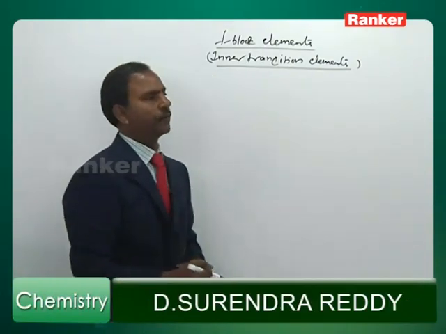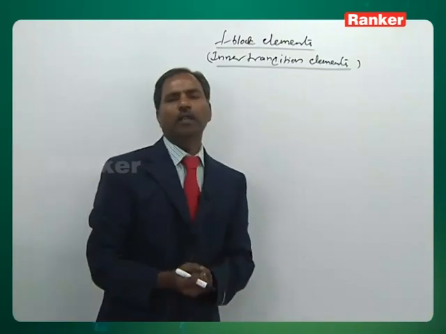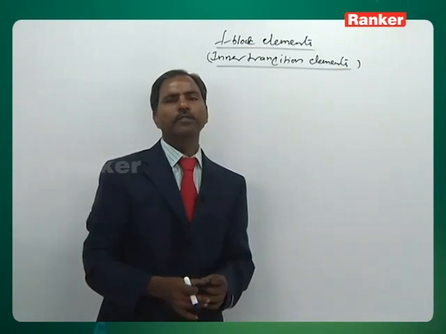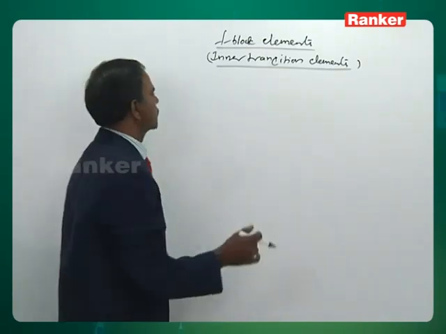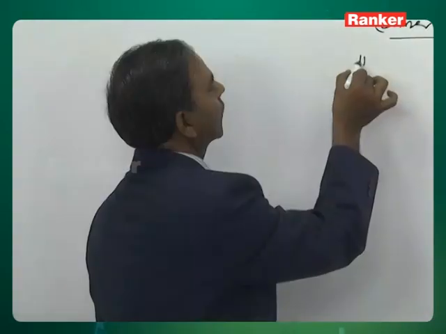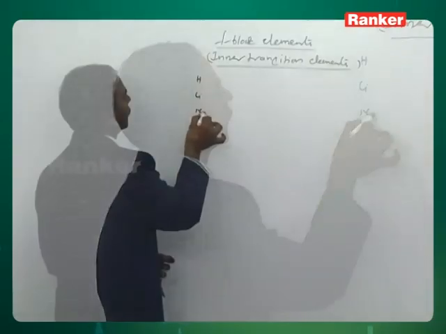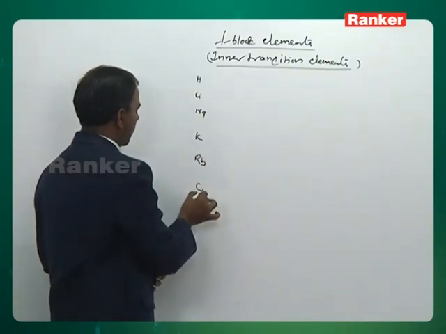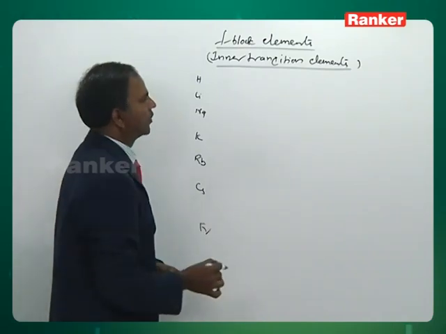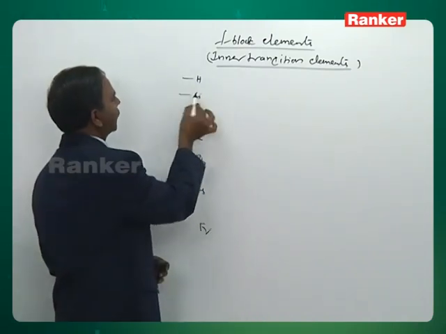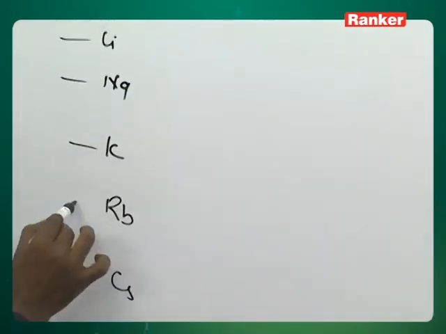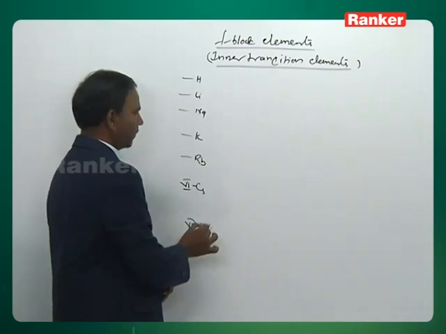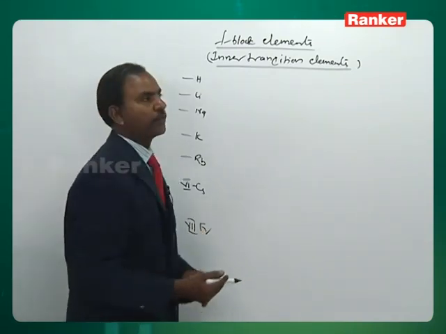We will discuss it. Now, look here, these F block elements in the modern periodic table start from the 6th period. Let us see how. Now we consider hydrogen, lithium, sodium, potassium, rubidium, cesium and francium. First period, second period, third period, fourth period, fifth period, then the 6th period and again the 7th period. So these elements start from the 6th period.